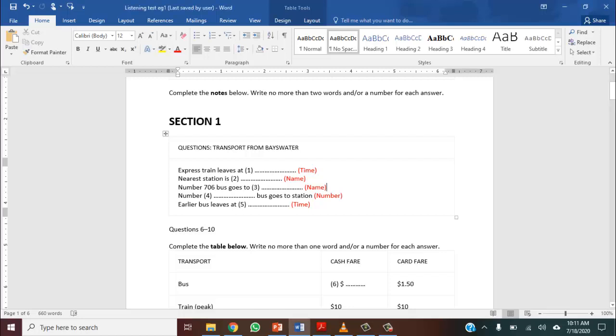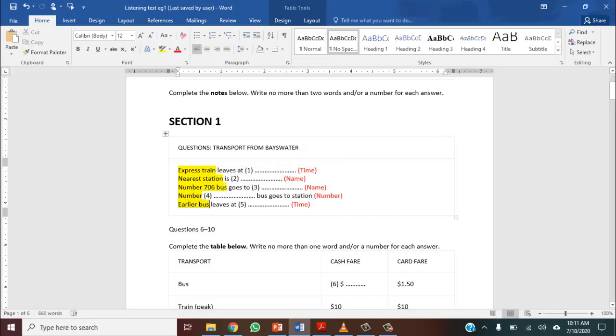So first of all, in question 1, we highlight express train as the keyword. Then nearest station for question number 2. Then number 706 bus for question number 3. Then this must be a number of the bus that goes to station. And then question number 5, earlier bus.